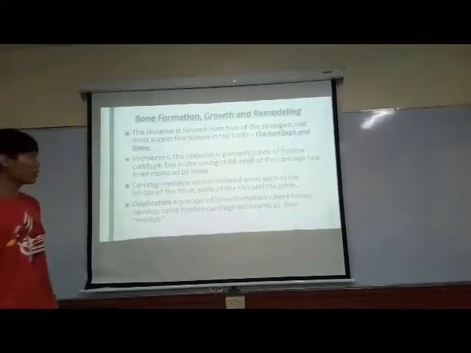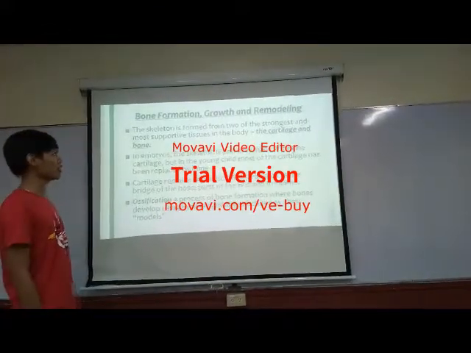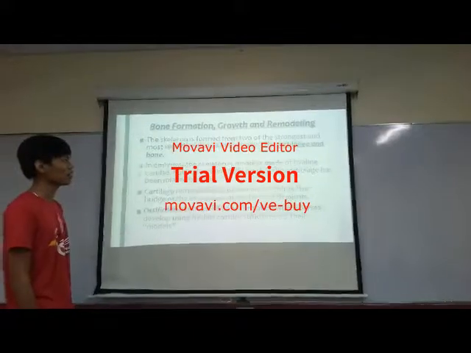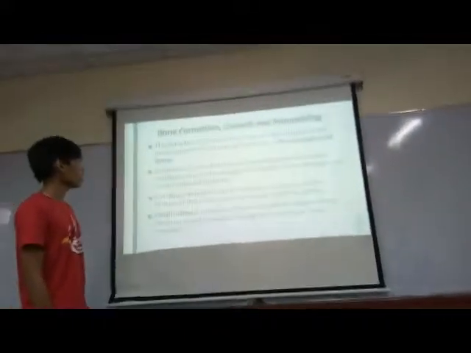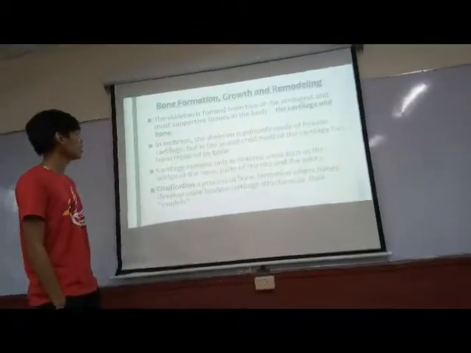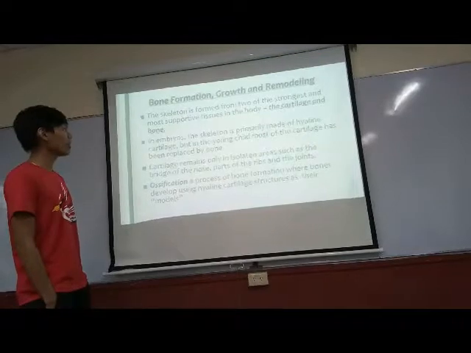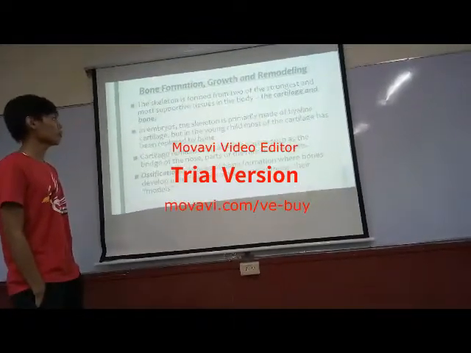Bone formation, growth, and remodeling. The skeleton is formed from two of the strongest and most supportive tissues in the body, cartilage and bone. In embryos, the skeleton is primarily made of cartilage, but in the young child, most of the cartilage has been replaced by bone.